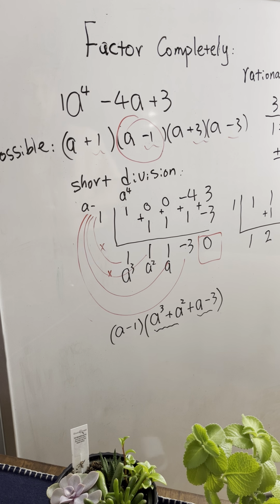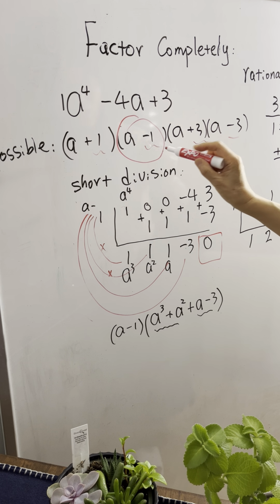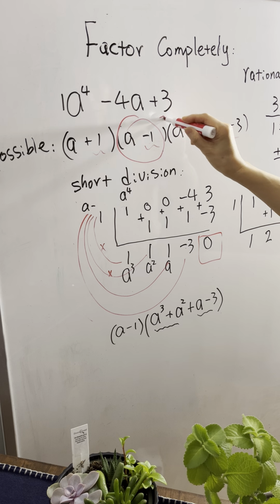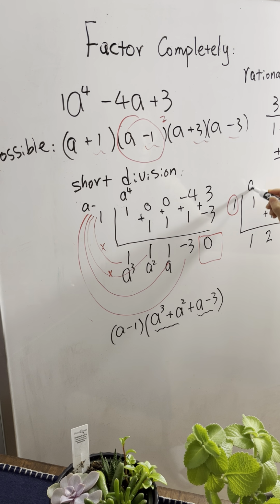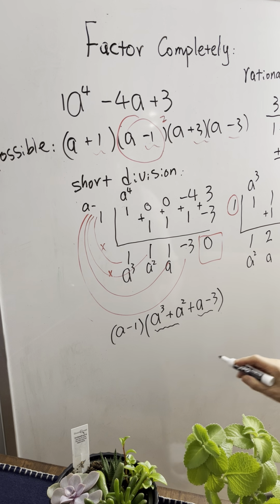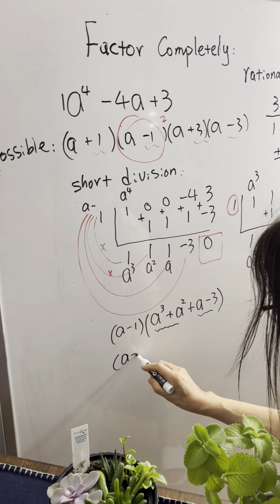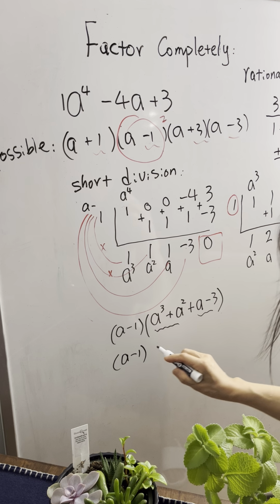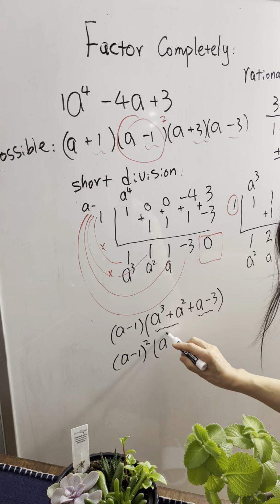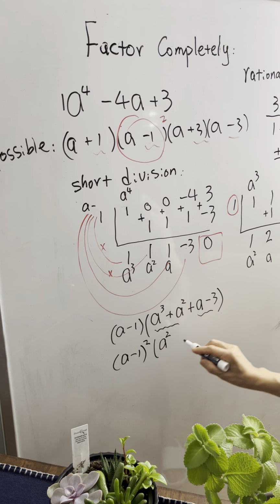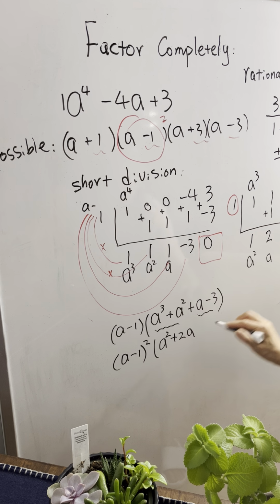Okay, that means a minus 1 is a factor twice, because 1 again is a factor of this one. So this is the a squared term, this is a, this is the constant. That means this is a minus 1 again, so that's a minus 1 squared. Then I have a squared plus 2a plus 3.